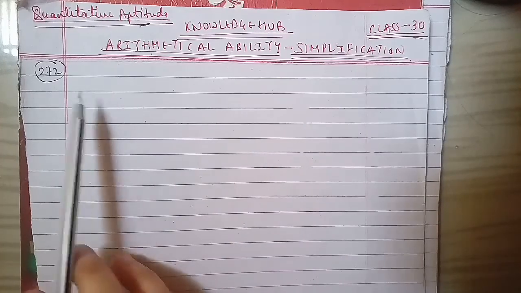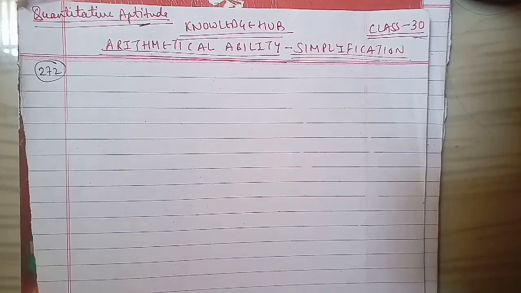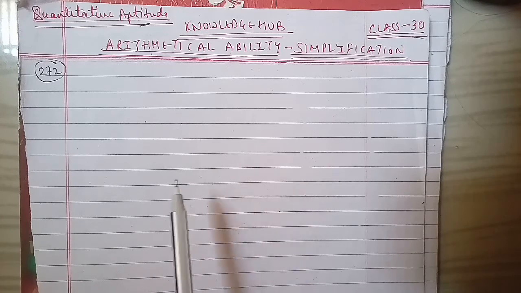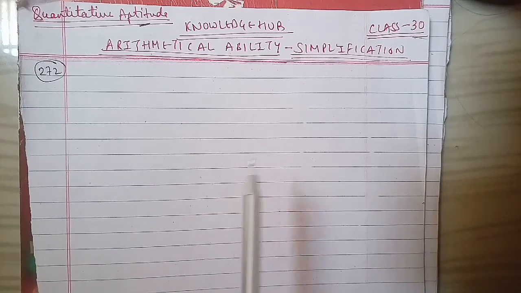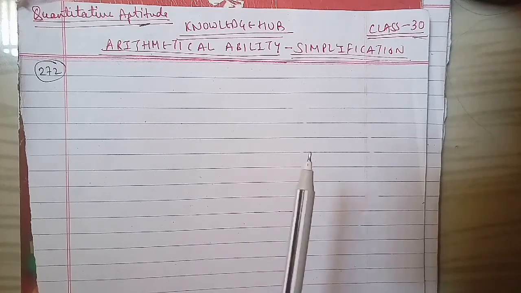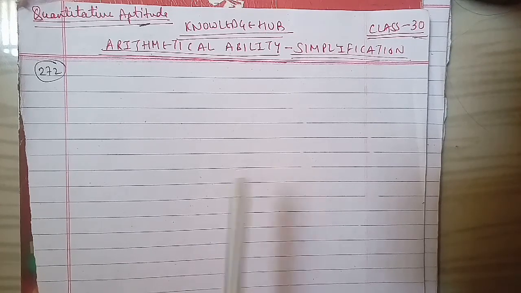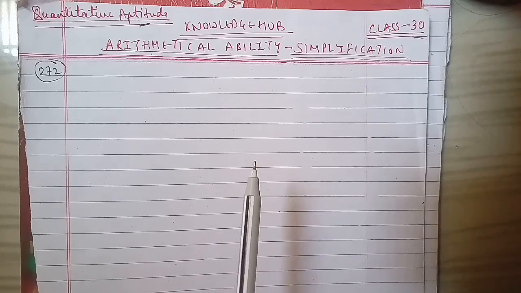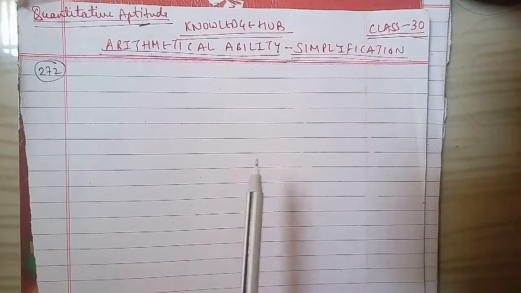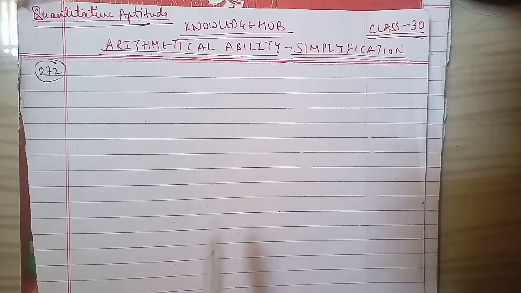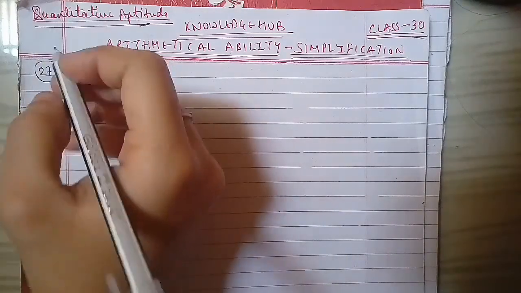The first question of the session, the 272nd question, is also an important one which has been asked in a bank PO question paper. The question is: a certain number of tennis balls were purchased for rupees 450. 5 more balls could have been purchased in the same amount if each ball was cheaper by rupees 15. The number of balls purchased was? The options are 10, 15, 20 and 25. Let's go ahead.